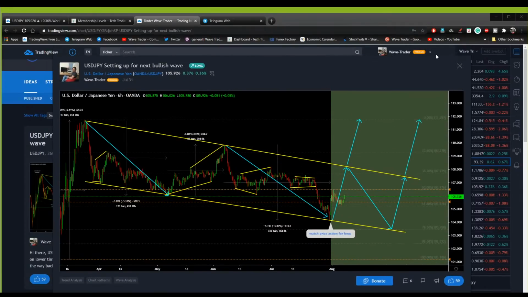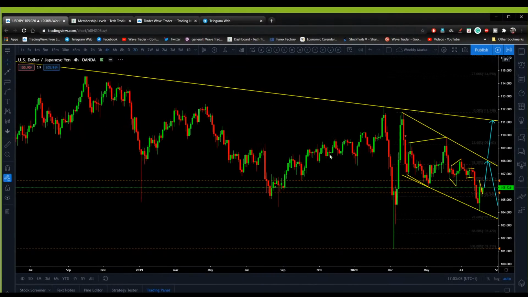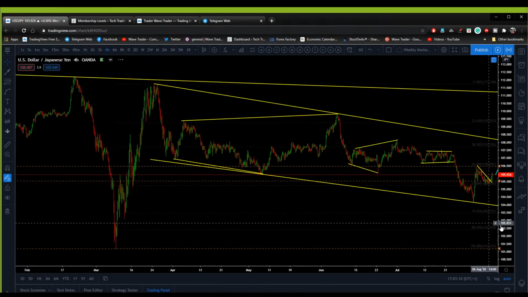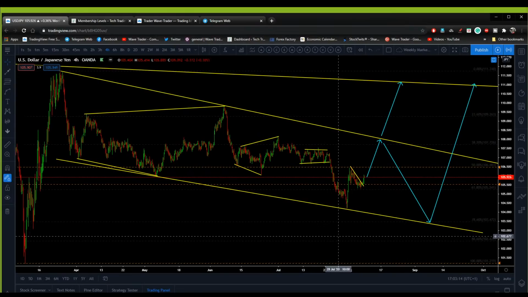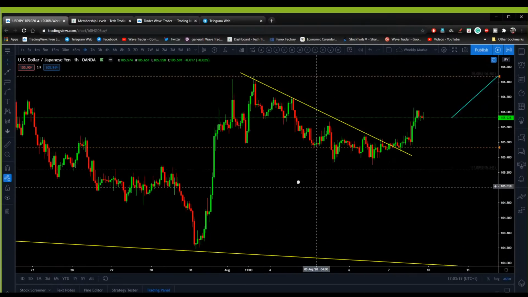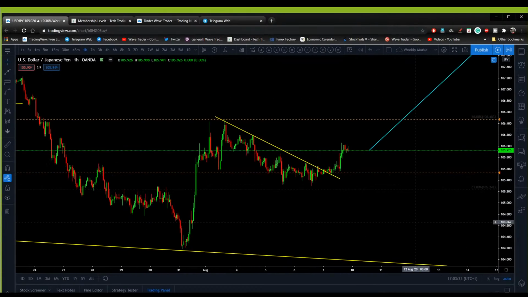All right, so the update is not there, so we do have updates in our room. On a lower time frame, you look in. All right, so dollar yen to go there. Okay, so that's the chart. We're going to look at the lower time frame. On a lower time frame, it has already broken out, so we are already long in it.